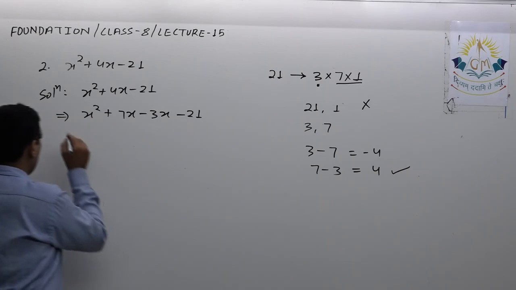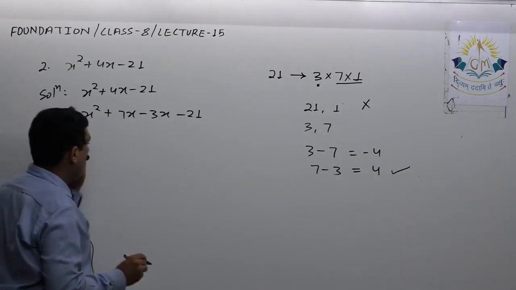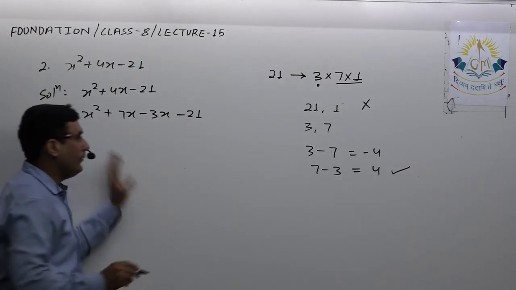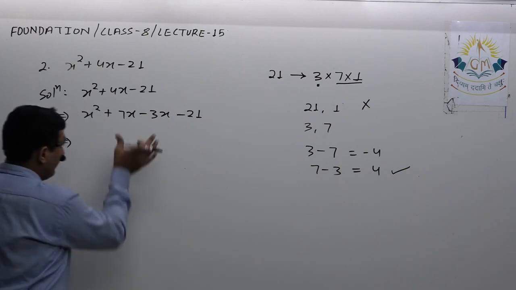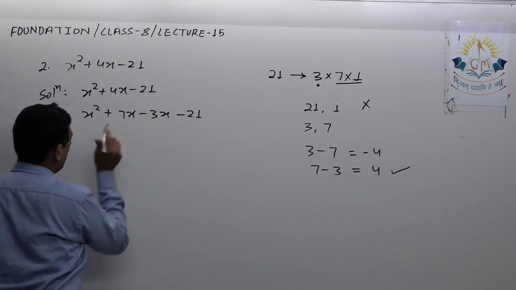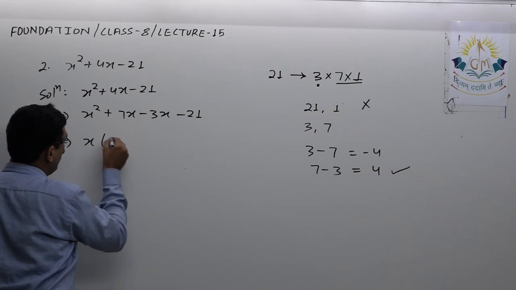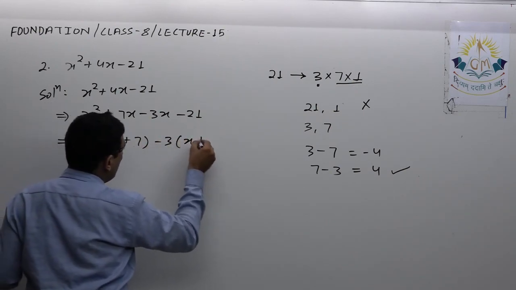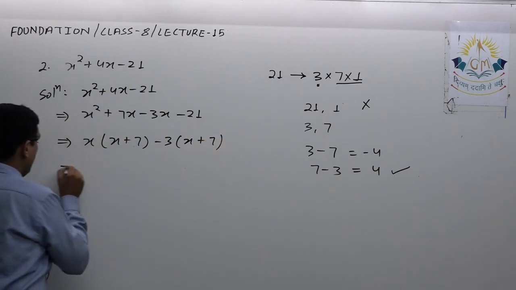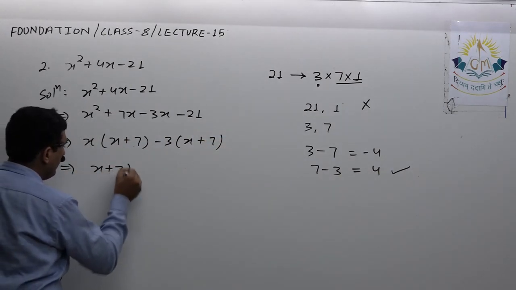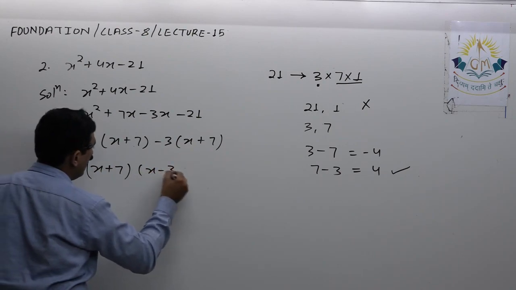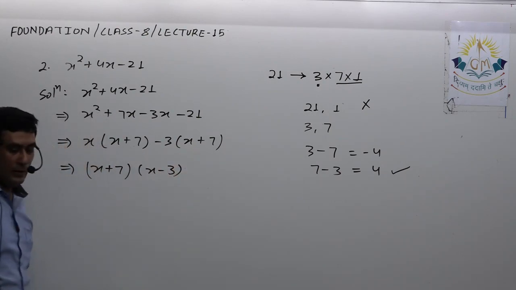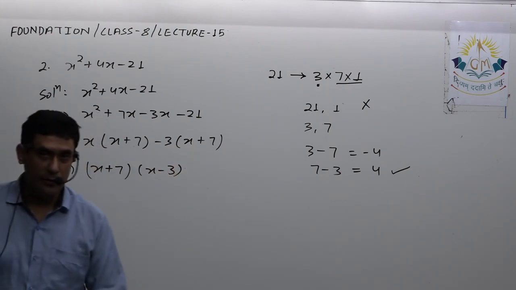Now definitely we can proceed further. For that, we'll take common from first two. Definitely you will find something common from first two. If this is correct, that means this combination is correct. So x is common from first two, so here x plus 7. Here minus 3 is common, so x plus 7. Now from these two I can take x plus 7 common, so I am left with x minus 3. So these are the factors of the given expression.